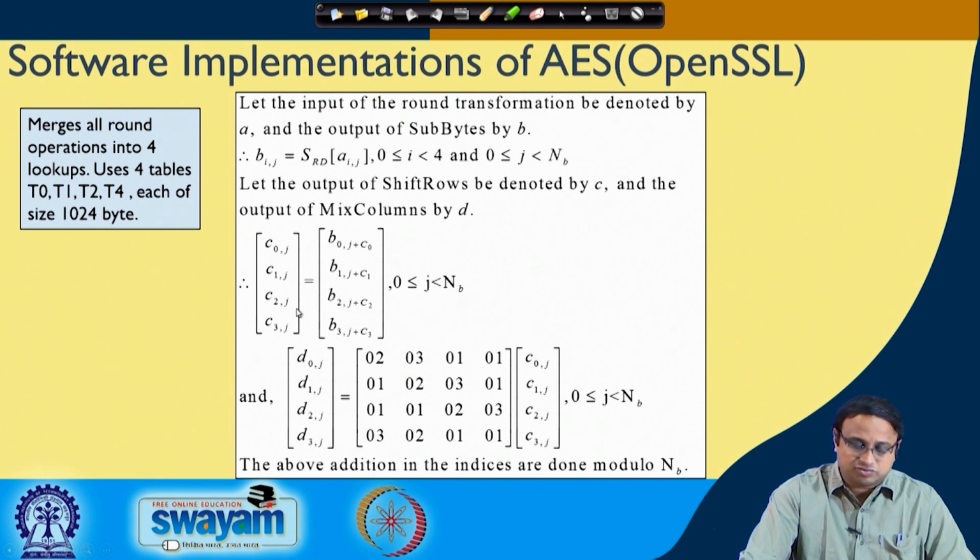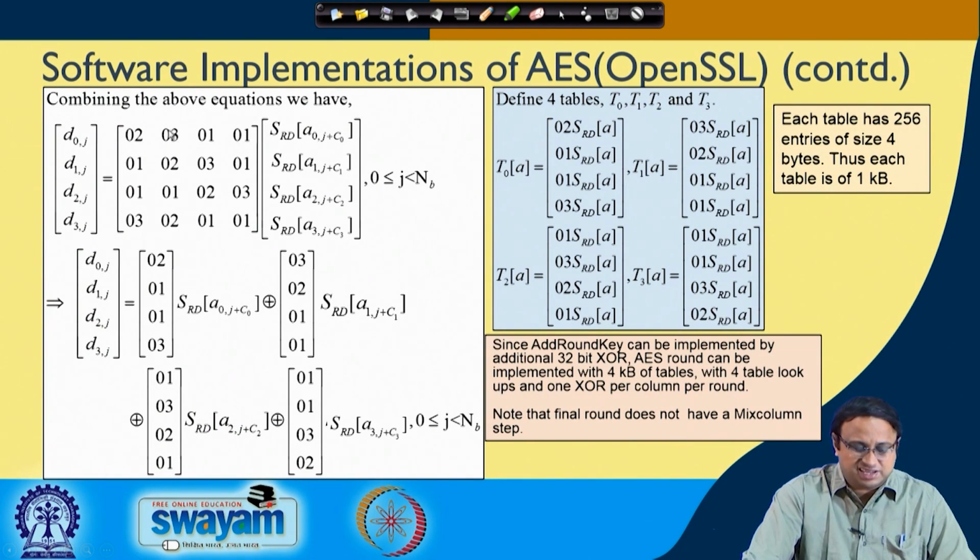Now the question is, you can definitely write code where you do these operations individually, but it turns out that in software it becomes much more efficient if we can implement the entire mapping by lookups. So what we do is illustrated in this particular slide. You can see that what we need to do is this, because this is nothing but SRD applied on the corresponding input byte. SRD stands for the S box of AES or S box of Rijndael.